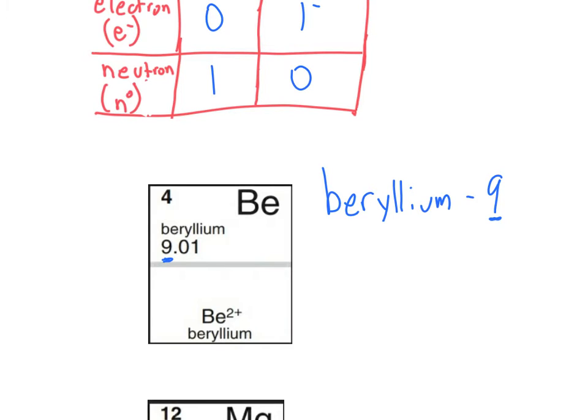Now, if it has a mass of 9, 9 is going to equal the number of protons plus the number of neutrons. And we already know the number of protons, though. This is number 4 here. Remember that you can never change the number of protons.